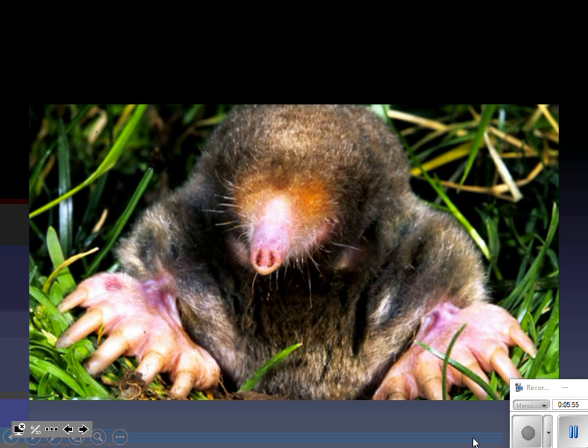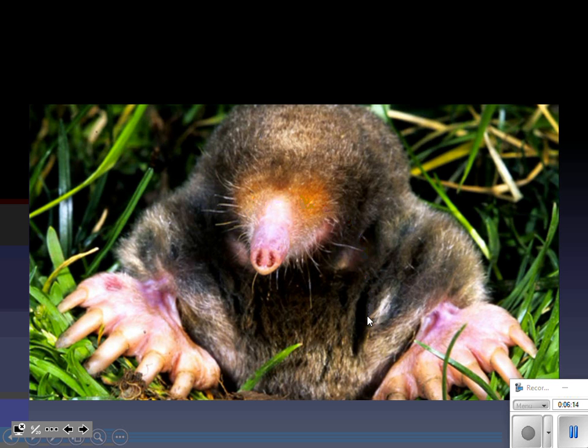Here we go. Look at that cute little guy. That is also a mole. However, this is not the mole that we're talking about. Look at those big fingernails. Better for digging. No eyes. Doesn't need to see. He's underground.